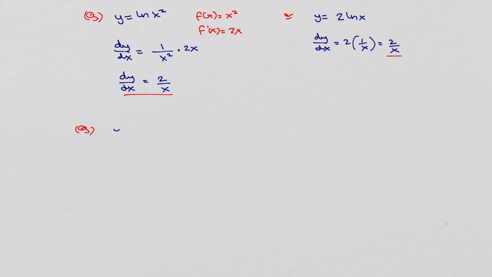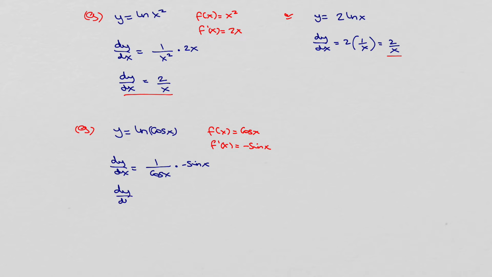If we have y equals natural log of cos x, again our function of x there is cos x, so the function within the function. If I differentiate cos x, I get minus sin x. So if I differentiate natural log of cos x, that's going to be 1 over cos x times cos x differentiated, which is minus sin x. And minus sin x over cos x is simply tan x. So therefore, our derivative is minus tan x.